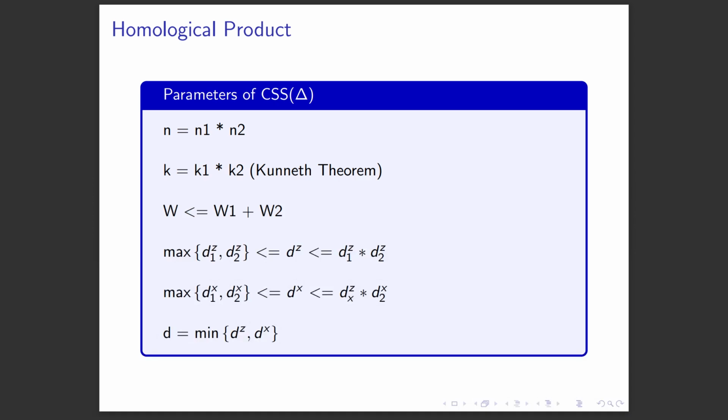So now the parameters of the CSS code associated with this boundary operator delta are derived from homology theory, as shown here. N is n1 into n2, k is k1 into k2, derived from the Künneth theorem. W is less than or equal to w1 plus w2, and the distance is given by the inequalities shown here.